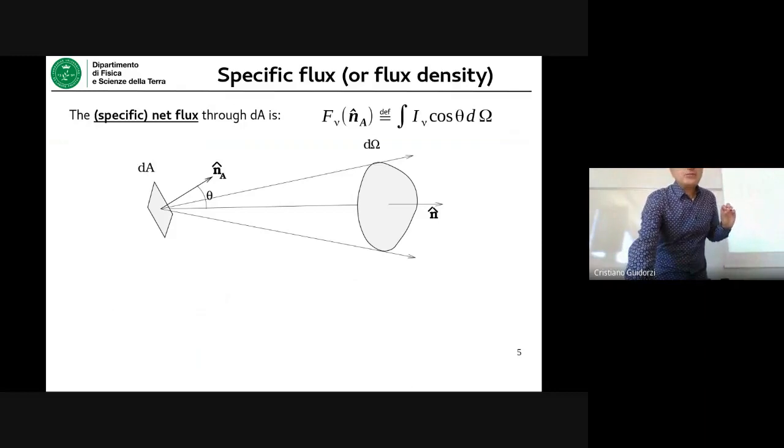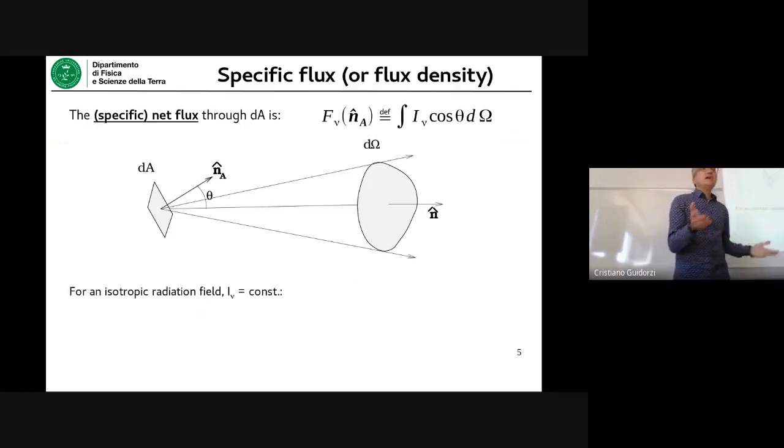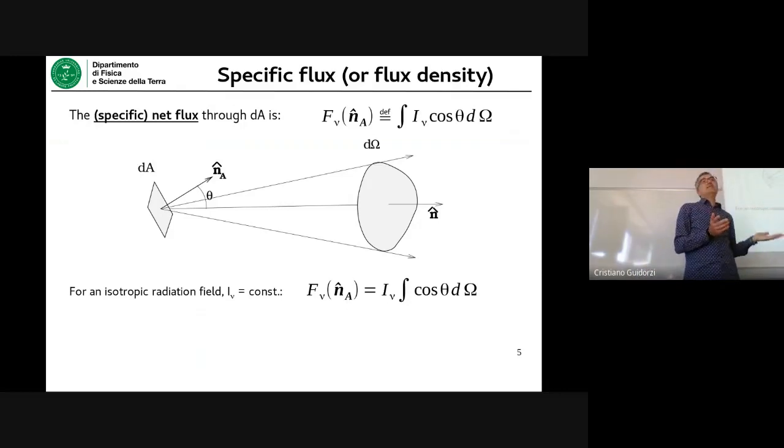To let you appreciate this point better, let's consider the easiest case possible you can think of for a specific intensity, the so-called isotropic case, the case in which I doesn't depend on the direction, okay? So in that case, what is the net flux? Well, it means that I_ν is constant, doesn't depend on the direction. So if you integrate something constant over the solid angle, of course you can take it out of the integral. You have the integral of cos θ over the entire sky, that's 0.